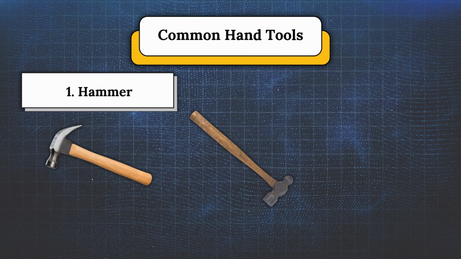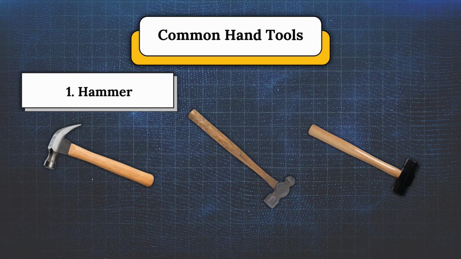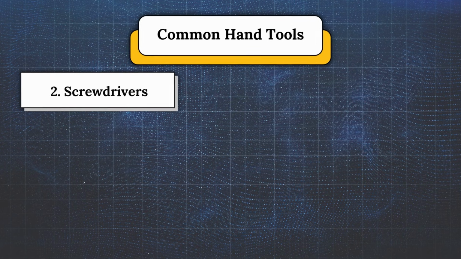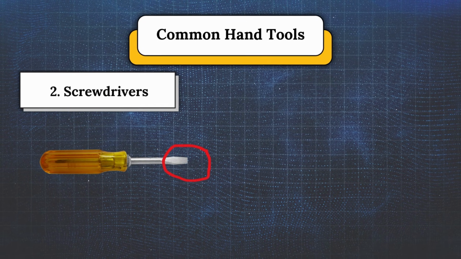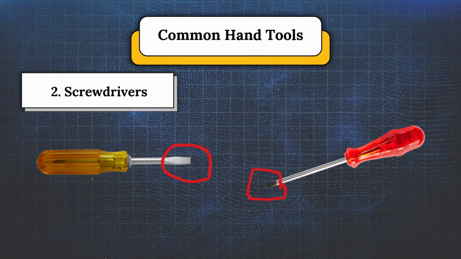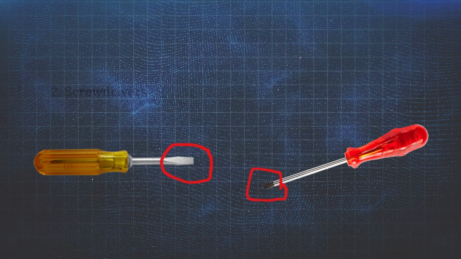Number 2. Ball peen hammer, for peening rivets and shaping metal. Number 3. Sledgehammer, heavy-duty hammer for more significant tasks. Second, screwdrivers. Number 1. Flathead screwdriver, for slotted screws. Number 2. Phillips screwdriver, cross-shaped, for Phillips screws.